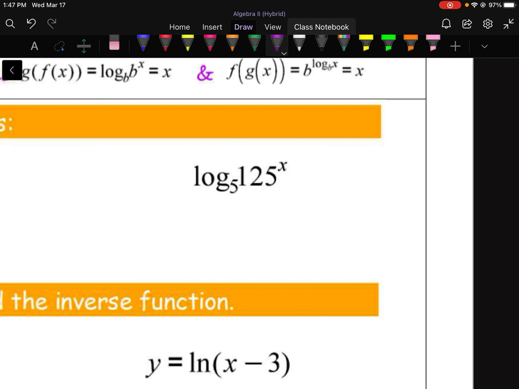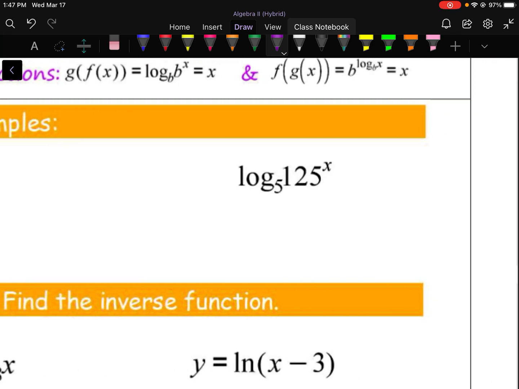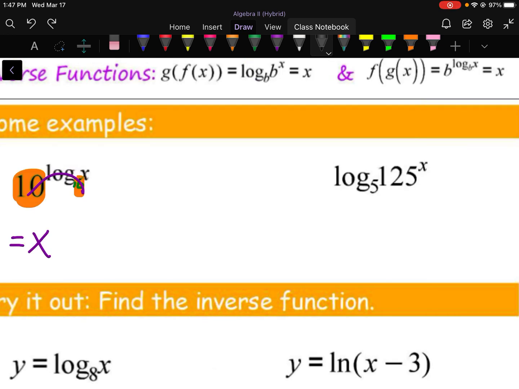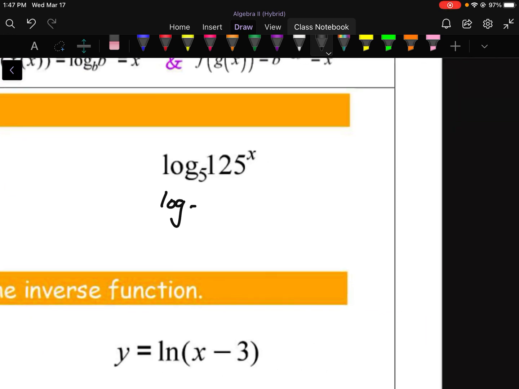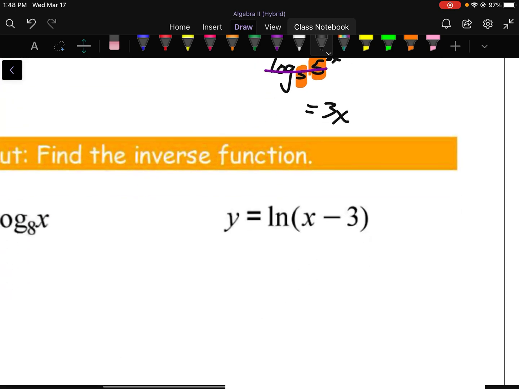Log base 5 of 125. So what we could do is just rewrite this because I want a similar situation. I want my base and the number here to be the same if I can. So we could write this as log base 5 of 5 to the third, because 125 is 5 to the third, and then I can't forget about this x here. So now my base and this number are the same, so everything cancels out, and it leaves me with just 3x. Okay, so that just shows you that they are inverses, they undo each other.